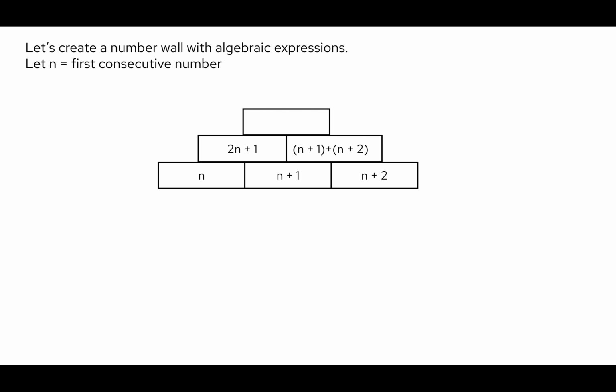Then I have n plus 1 plus n plus 2. So I have 2 n's, but I also have my constants that I can add together. The 1 plus the 2 is 3. So 2n plus 3. And then at the top, I have 2n plus 1 plus 2n plus 3. So 2n plus 2n is 4n, and then my constants, 1 plus 3 is 4. So 4n plus 4.